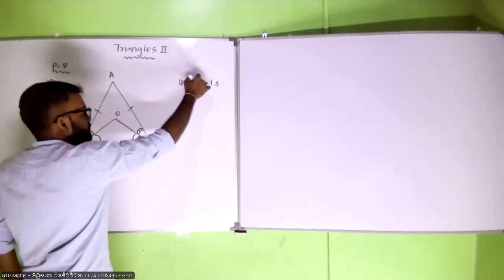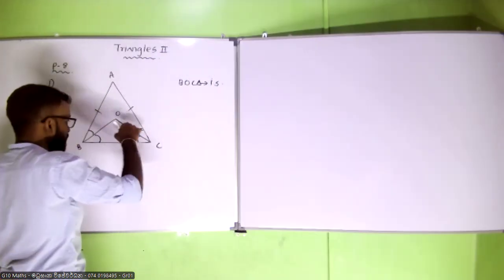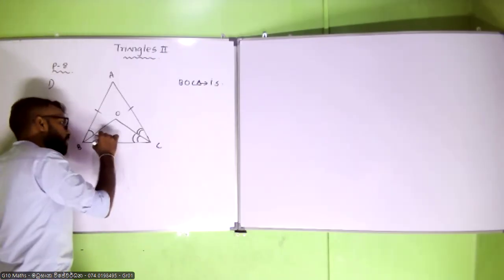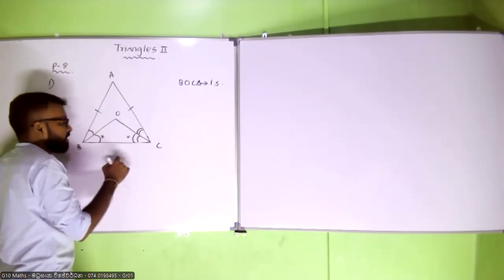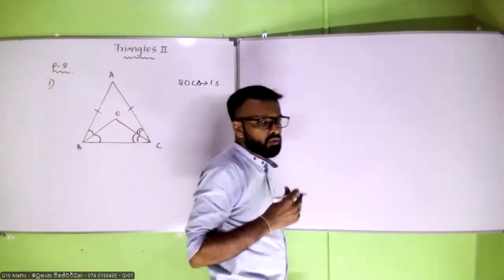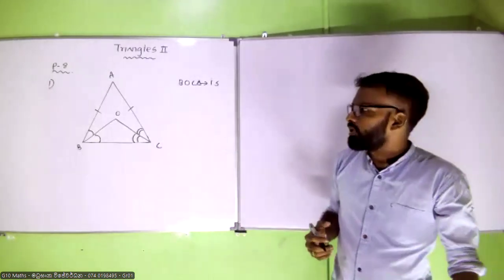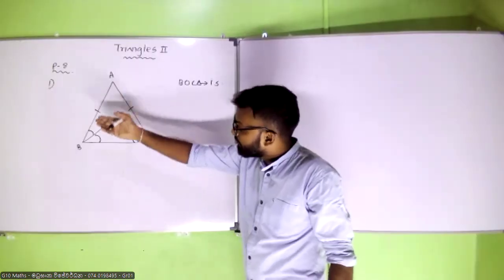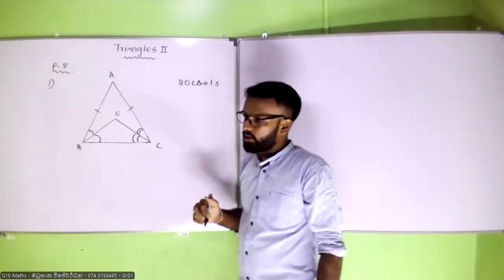To show this BOC triangle, this middle one, is an isosceles triangle, it would be better if I can show this angle equals this angle. But how to show it? We don't get that directly. That's why they have given us the biggest triangle as well.